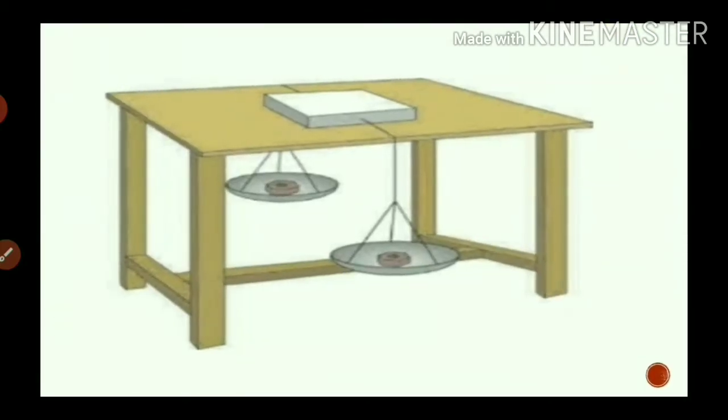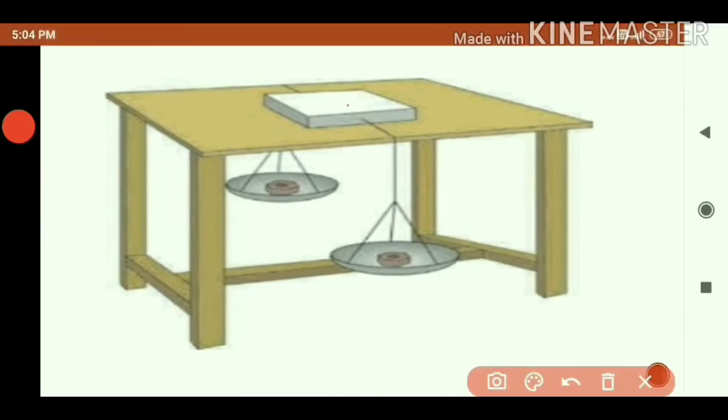Look here. Take a cardboard box. Tie thick strings to its side and keep it on a smooth table as shown in the figure. Take the strings on both sides of the table. Tie weighing pans to the two ends. Keep equal masses in both the pans.